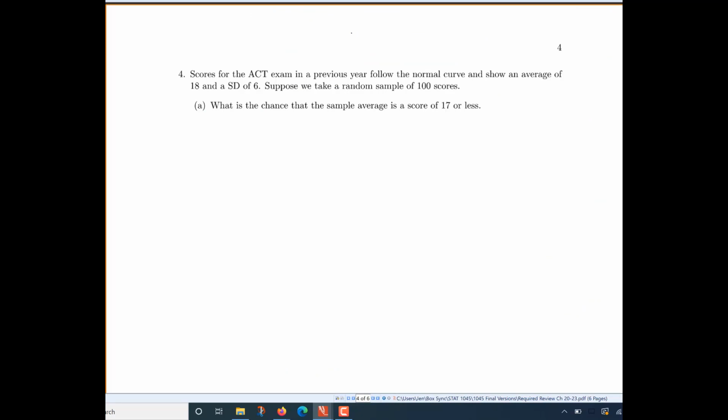Next, scores for the ACT exam in a previous year follow the normal curve and show an average, so that's important, an average of 18 and a standard deviation of 6. Now when I read that, it hasn't talked about a sample yet. That's probably all my population stuff. So I'm going to write down, it tells me it's normal. It tells me that my population average equals 18 and my population standard deviation equals 6. Now, suppose we take a random sample of 100 scores. So we'll use a sample size of 100.